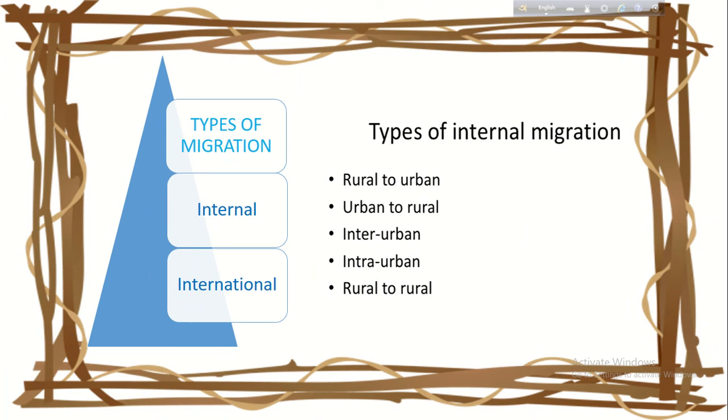So what about the types of migration? There are basically two types of migration, internal and international migration. And types of internal migration depend on rural to urban area, urban to rural area, inter-urban, intra-urban, and rural to rural area.